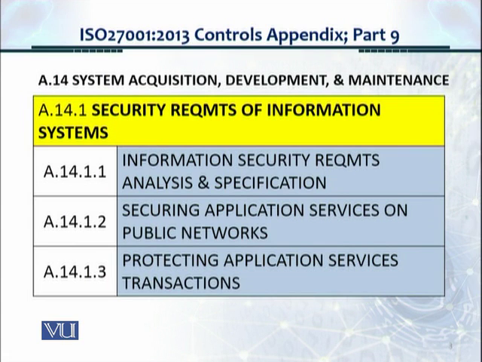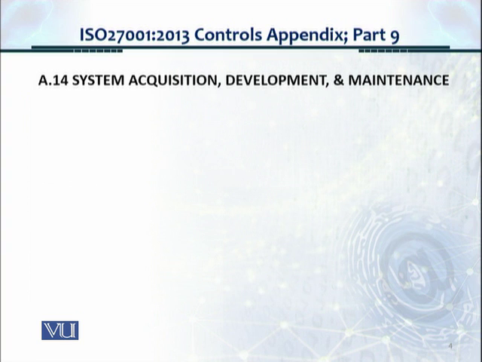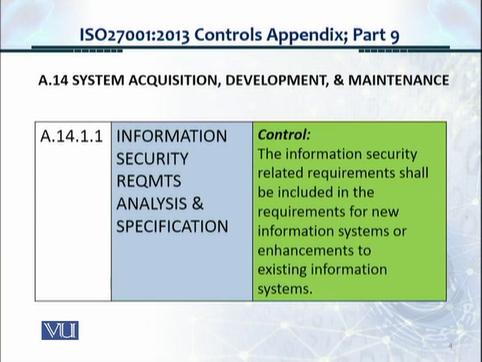So what are the requirements? Information security requirements analysis and specification needs to be conducted. Securing application services on public networks. Protecting application services transactions, wherever transactions are taking place. These are 3 controls. And then detail for A14.1.1, information security requirements analysis and specification.